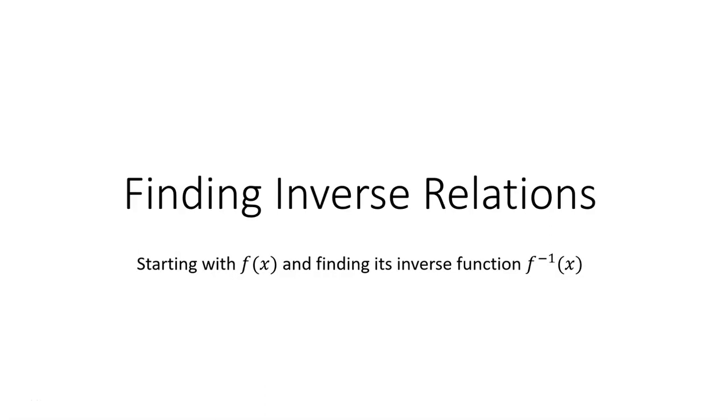Let's look at how we can find inverse relations. If we're given a function f of x, we'll see how we can discover its inverse function, which we call f negative 1. It's not really a negative 1 exponent. It means it's the inverse function. That negative 1 there means the inverse function.